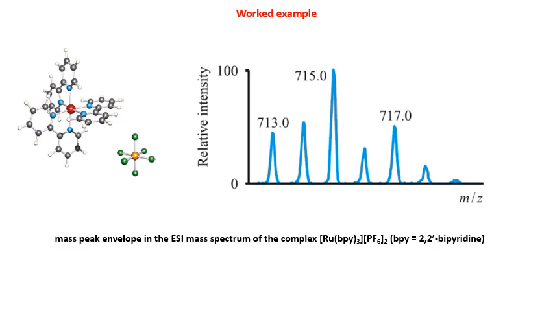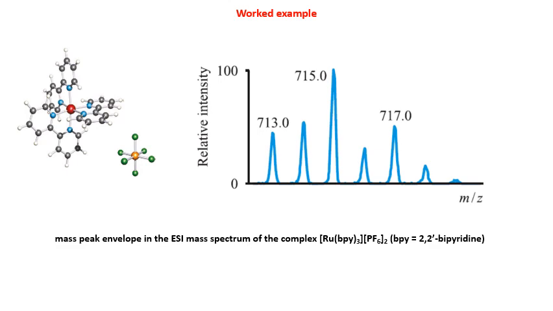The structure is shown over here. This ruthenium is in red color, and these three are the 2,2'-bipyridine ligands, which bind in a bidentate fashion to the metal center, and one counter ion PF6 minus is outside the coordination sphere of the complex. So overall, as a whole, this is singly positively charged, and it gives this mass spectrum with the m/z value equal to 715.